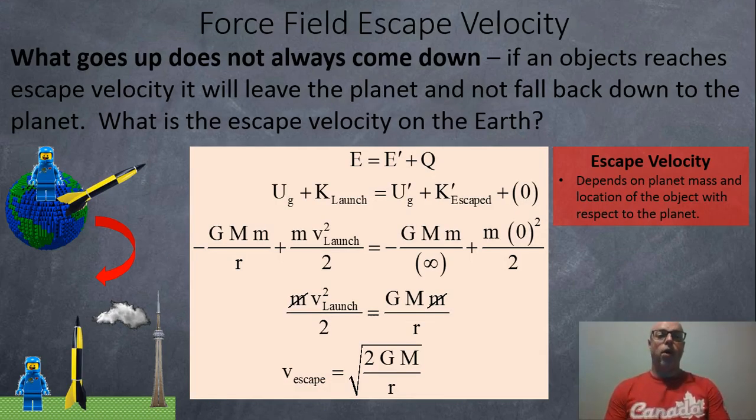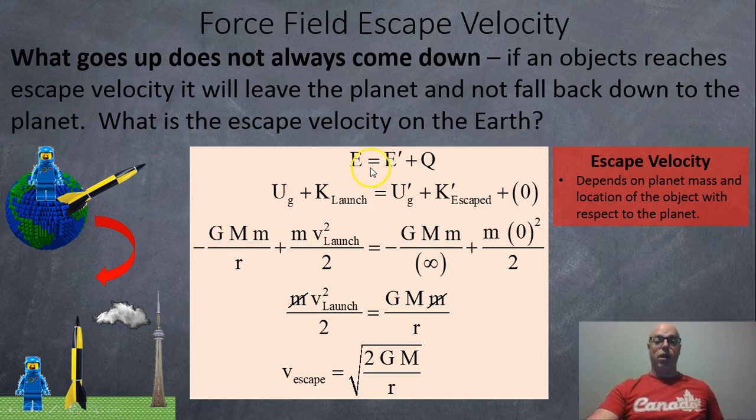Okay, so what goes up does not always come down. If an object reaches escape velocity, it will leave the planet and not fall back down to the planet. So what is the escape velocity of the Earth? For this to work, let's say you are on the Earth and you want to launch a rocket at really high speeds. How fast does it have to go to get off the planet?